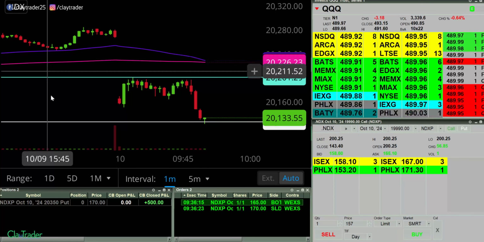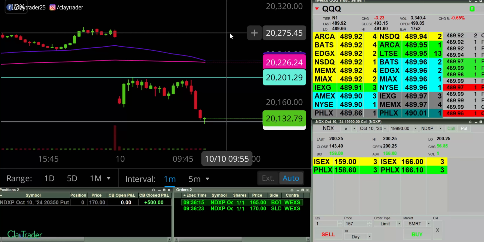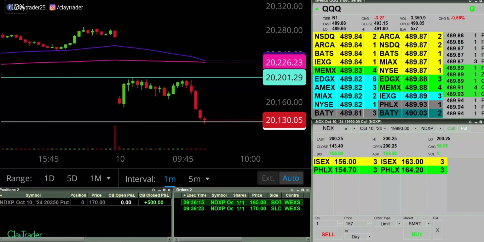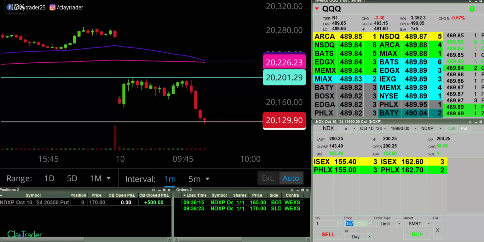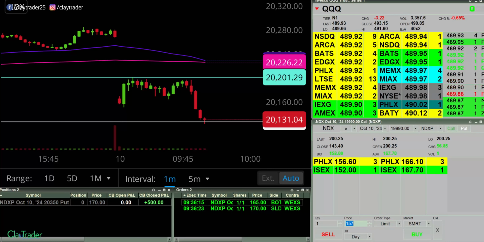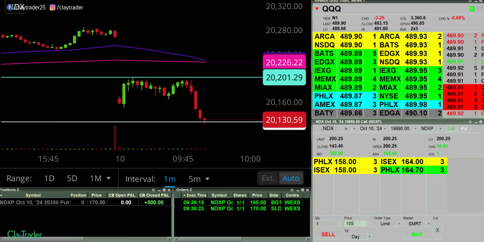Now, what you're looking at here is a 1 minute time frame. Looking at the 5 minute, the 200 period is kind of within range, but still not really. Let's see how this candle here closes, and I may be interested in 155.